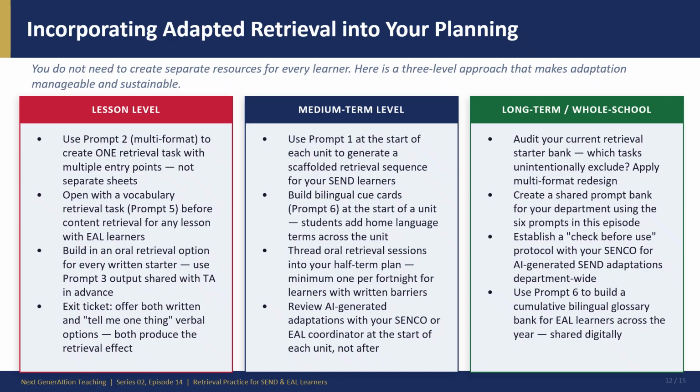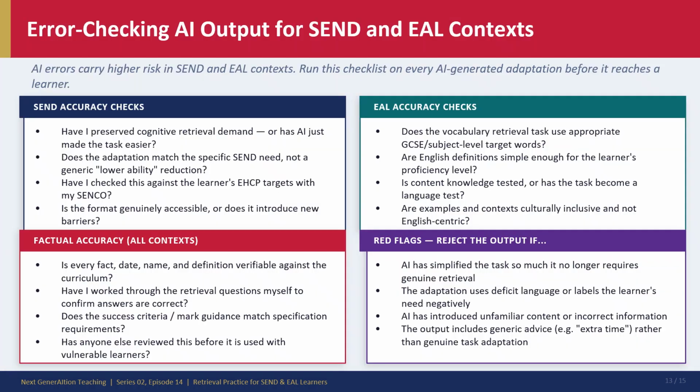The multi-format approach produces resources that work for all learners, not separate resources for SEND and EAL students. The adaptation is built in from the start. So now let's go through an error checking AI output for SEND and EAL context checklist. This isn't an optional one. Please run it on every AI generated adaptation before it reaches a learner.